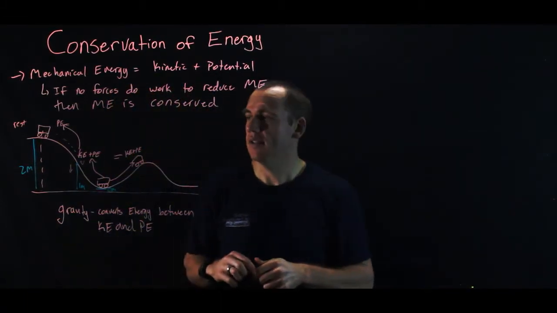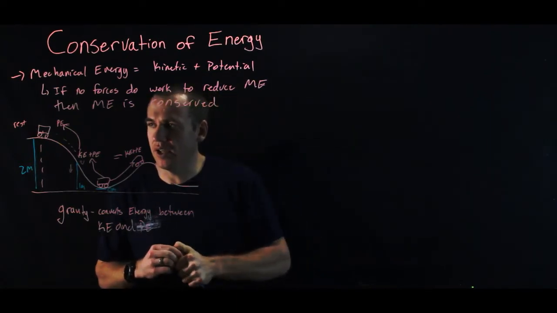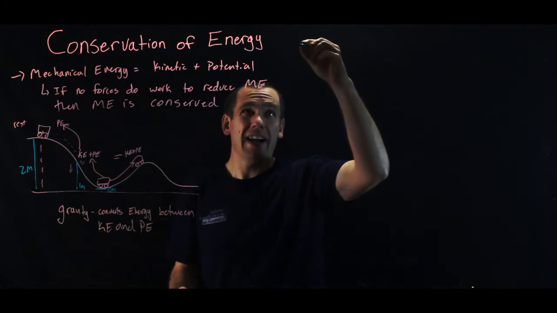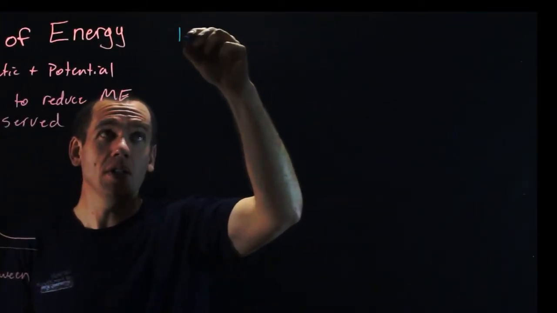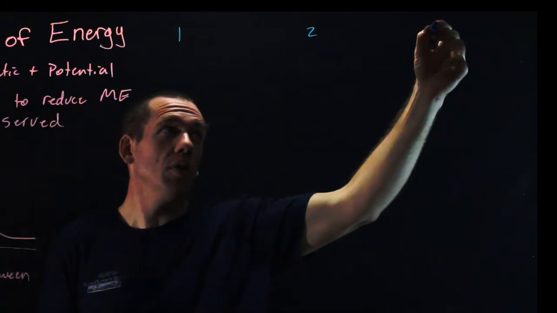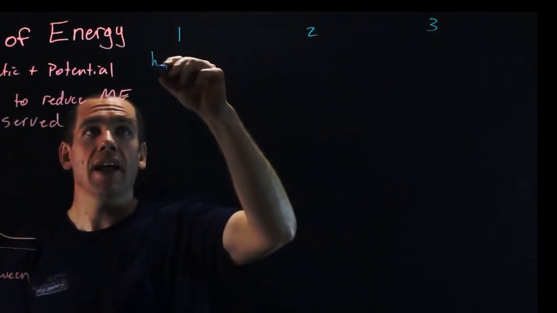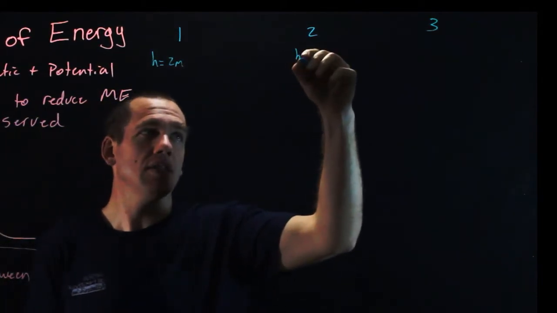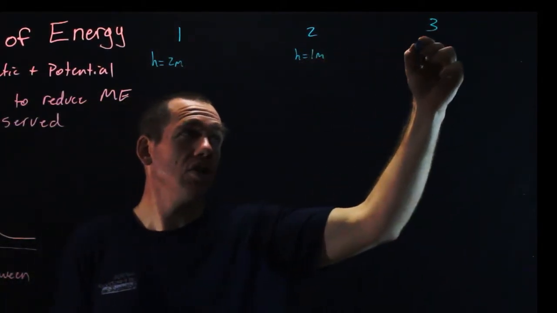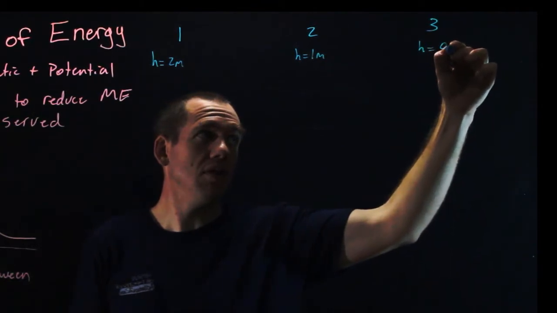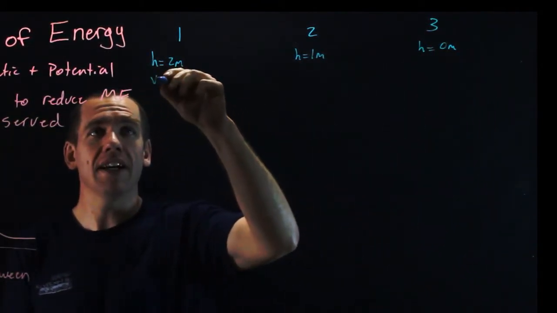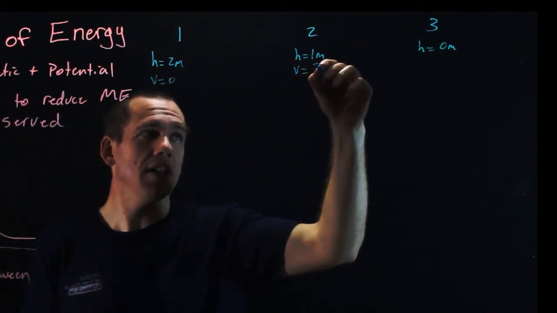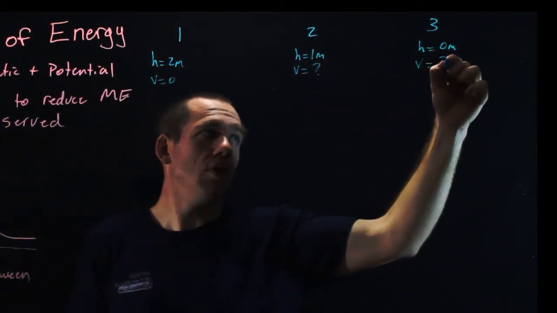And what I want to know is, how fast is that roller coaster going at every spot, assuming that it started from rest? So I've got 3 locations: location 1, location 2, location 3. And at location 1, the height is equal to 2 meters. At location 2, the height is equal to 1 meter. And at location 3, the height is equal to 0 meters. At location 1, the velocity is 0. It started at rest. Location 2, I want to know the velocity. Location 3, I want to know the velocity.